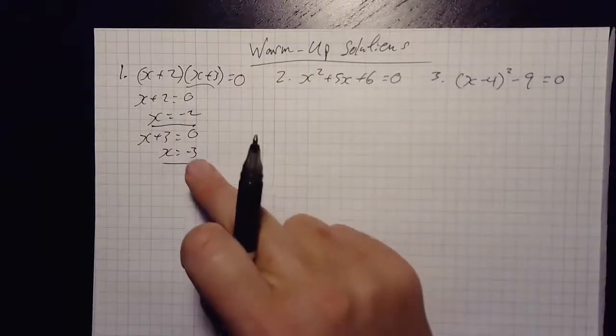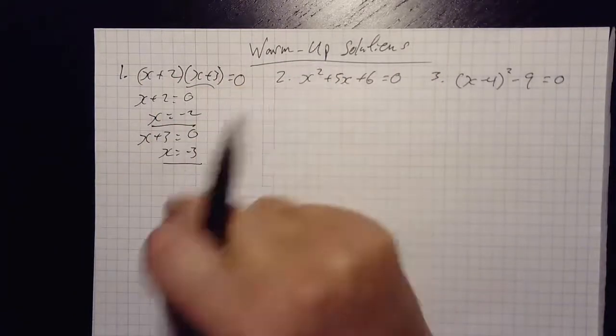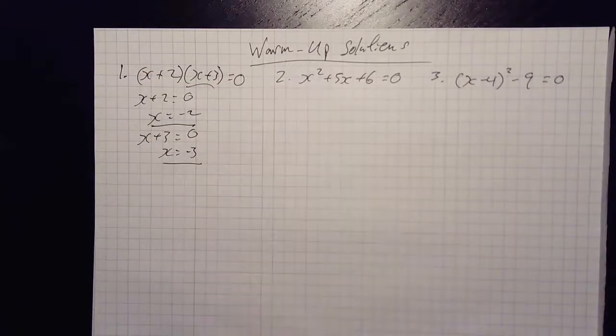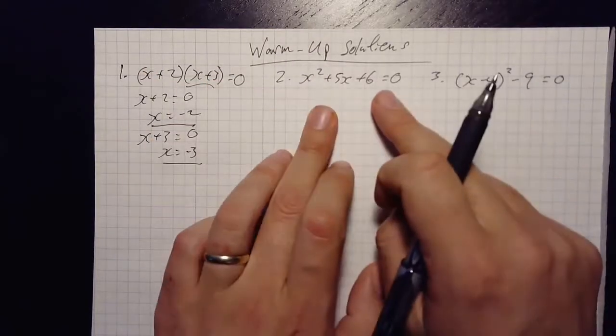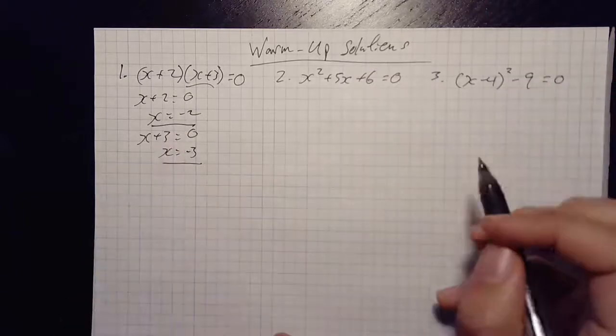And so if I put in a negative 2 into this function, I'm going to get 0. If I put in negative 3 into this function, I'm also going to get 0. So those are my two solutions. This one here is in standard form. It's much easier to solve this if this is factored.